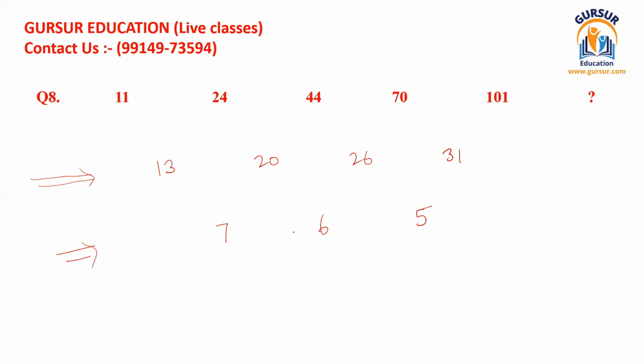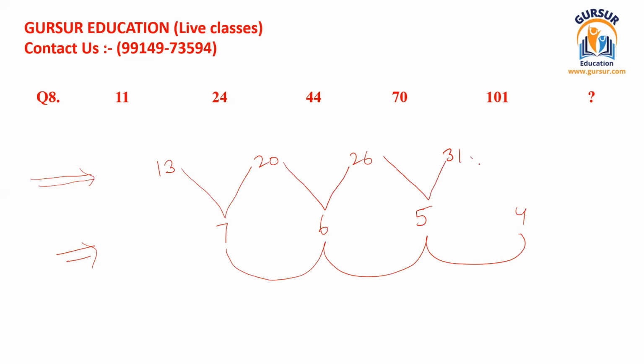Okay, this is just a reduction of 1. First here is 7, there is 6, there is 5. Certainly there shall be 4. Now you can easily find this series. 13 plus 7 is 20. 20 plus 6 is 26. 26 plus 5 is 31. So 31 plus 4 should be 35.